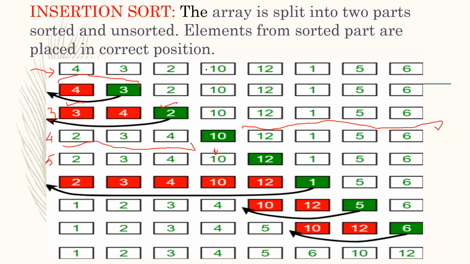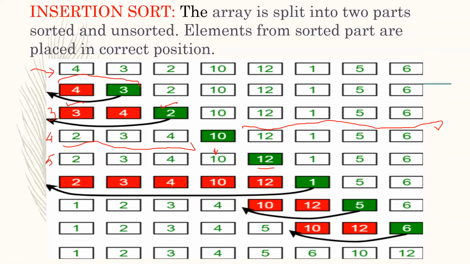Now the next element is 12. 12 is also in the correct position because the elements before 12 are arranged in increasing order, and no element before 12 is greater than 12, because 2, 3, 4, and 10 are all less than 12.